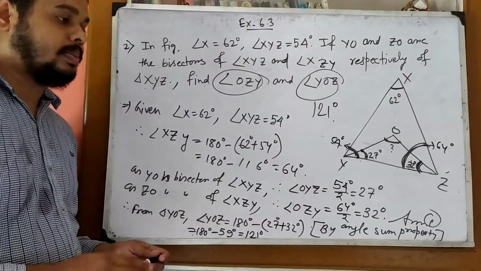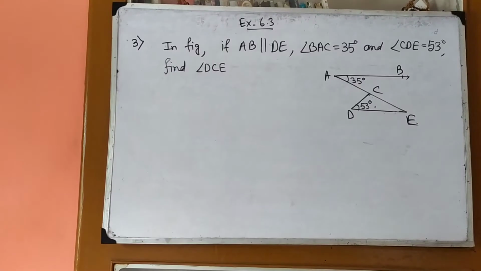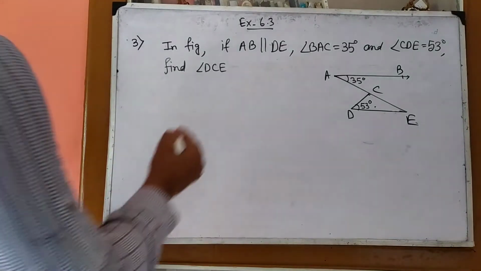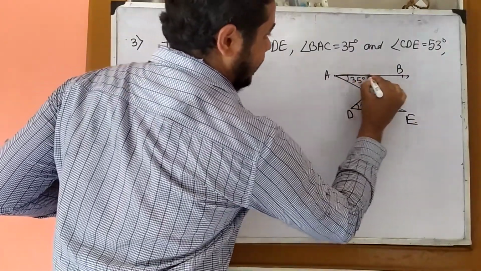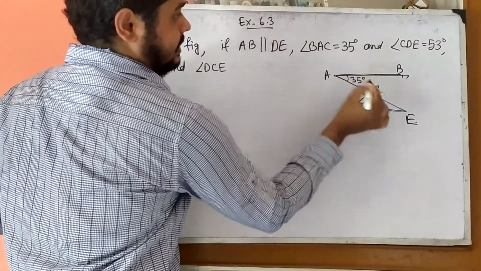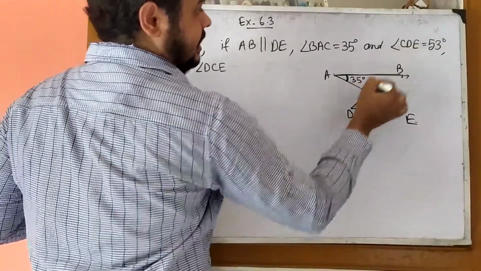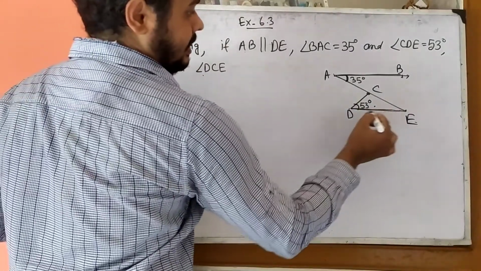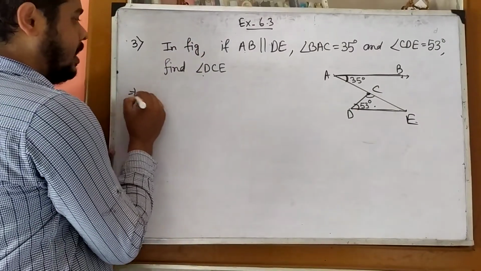Now we are coming to problem number 3. In problem number 3, AB is parallel to DE. So these two lines AB and DE are parallel. Angle BAC, this angle, is 35 degrees. And angle CDE, this angle, is 53 degrees. We have to find angle DCE, that means that angle.